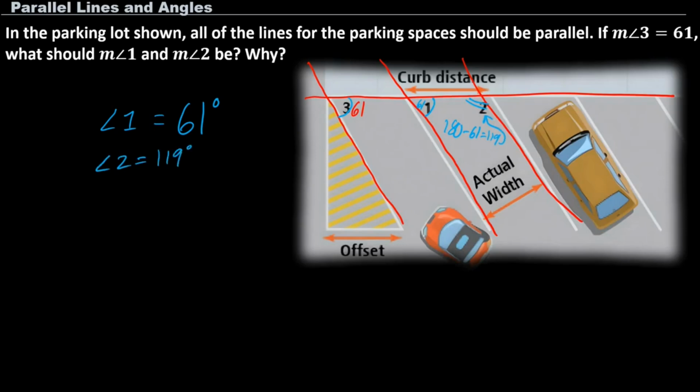The other way that we could have gotten that number, if we didn't recognize same side interior, would be to recognize that these two angles are supplementary. And so 180 minus 61 would equal this angle. And then from there, it corresponds with angle 2. So we could have jumped from there over and gotten the measurement for angle 2. So either way you go, you should still be able to come up with the same numbers.